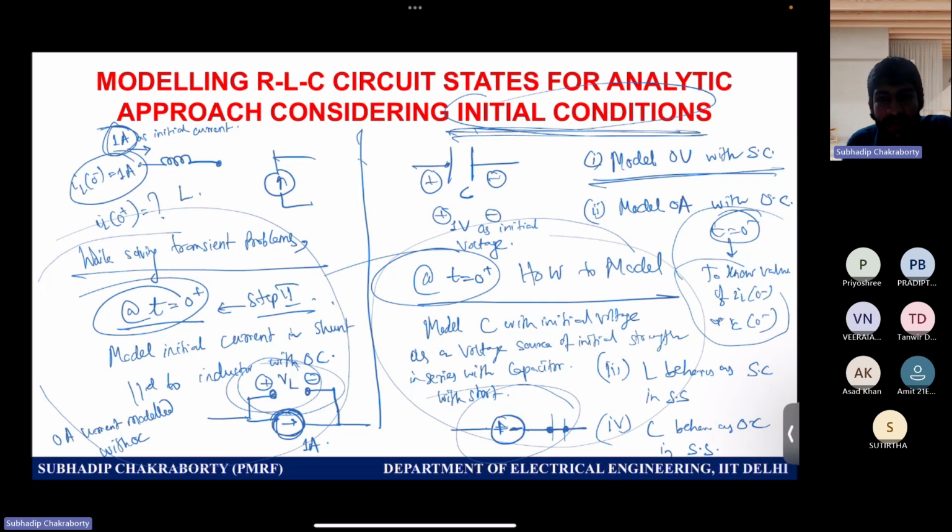After you know the initial condition, at t equal to 0 plus, you need to model with the initial condition. Don't forget about the initial condition. Maybe you forgot this current source, then circuit analysis will change and your answer will come different, which is wrong. Because if the initial condition is there, you need to include those sources as the initial source strength, right?